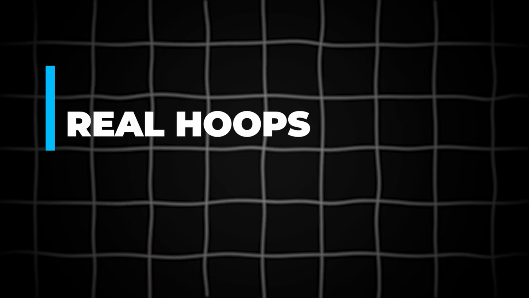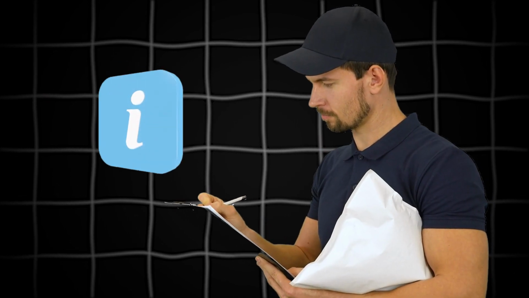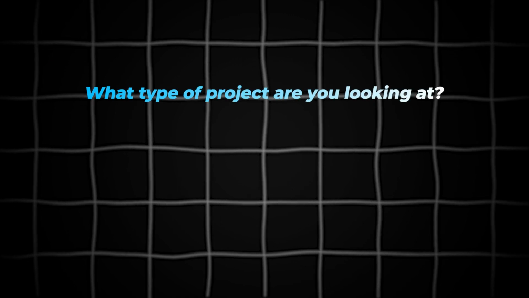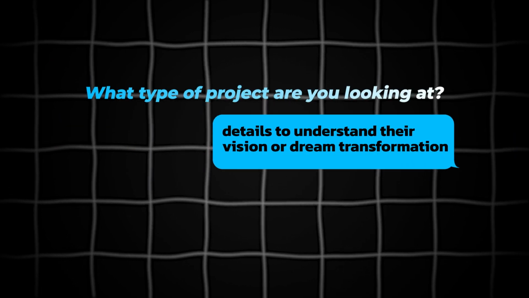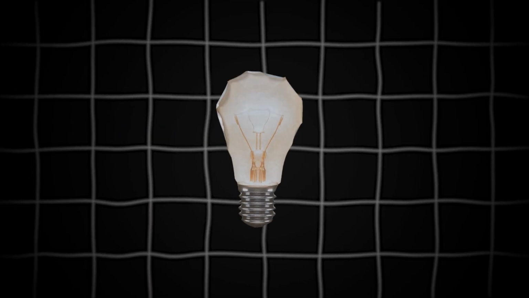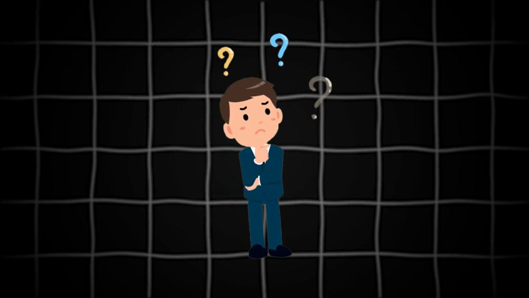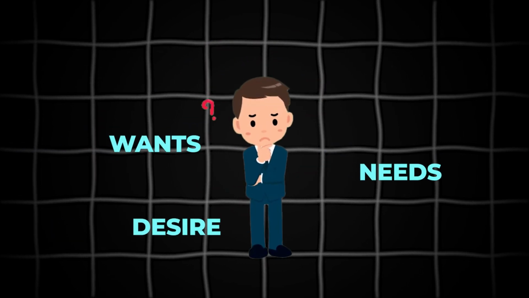Then we have them start jumping through real hoops in the form of a survey. This is where we collect information to make an assessment of the lead quality. Generally things like what type of project are you looking at, along with details to understand their vision or their dream transformation, as well as what their timeline is to start. Just a few questions that give you an idea of what they're after and gets them investing time into relaying their wants, needs, and desires for the project.